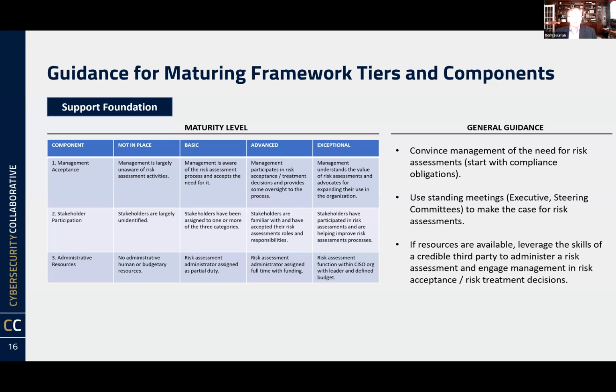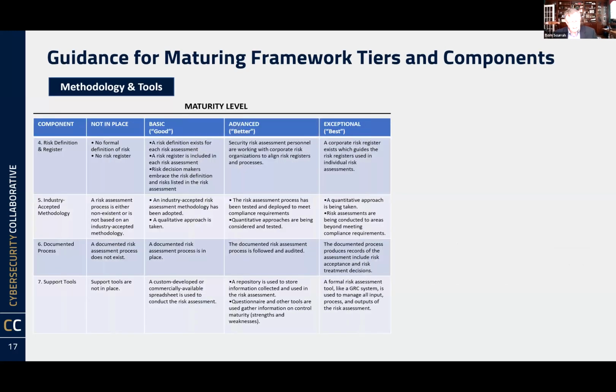It is often worth having a third party come in and set the program up for you and deal with management. So that will help move things along. But those are key to get the support foundation components in place.